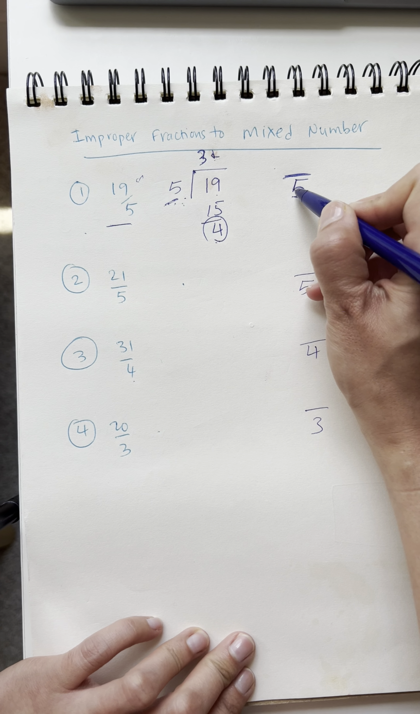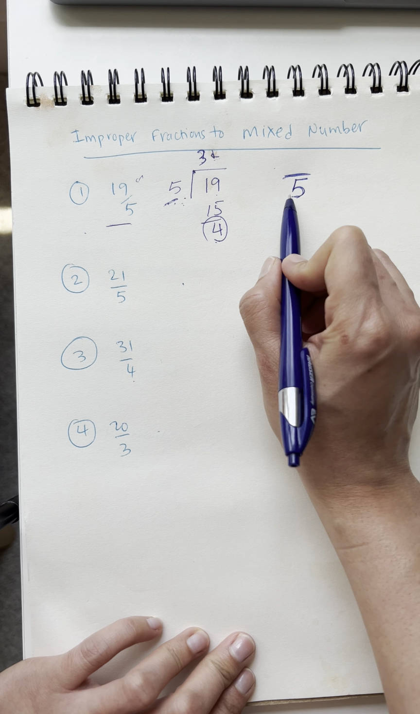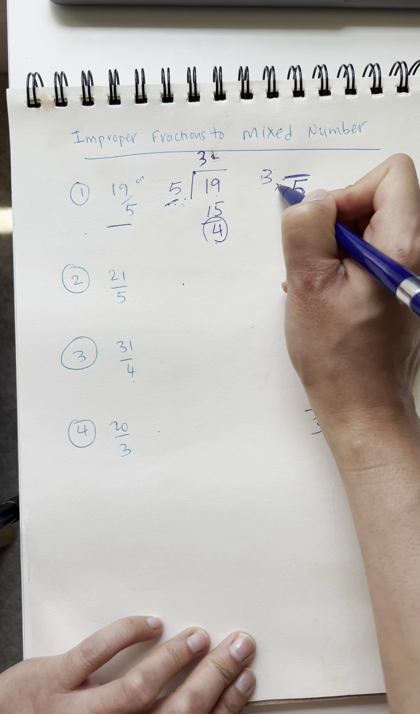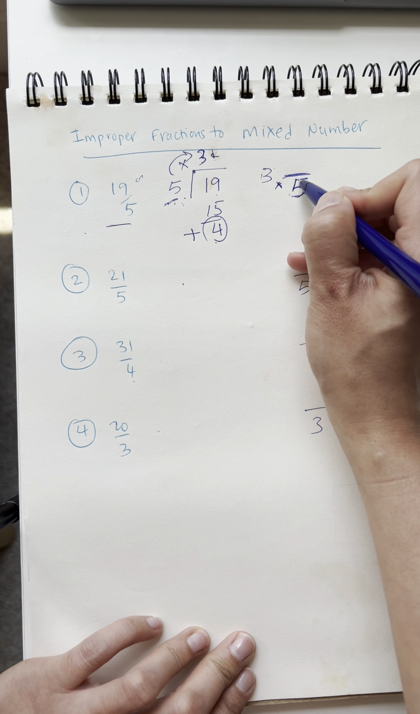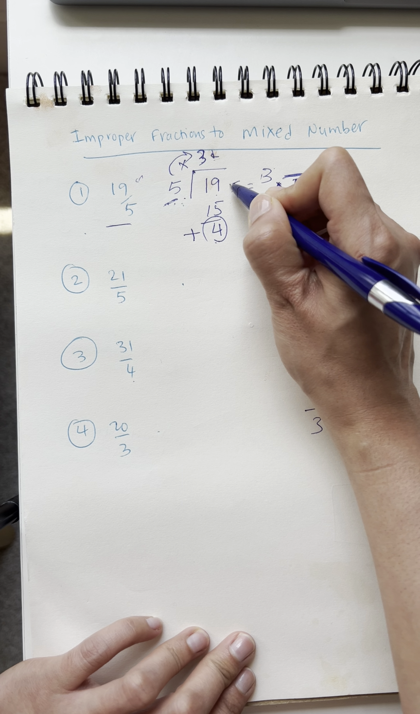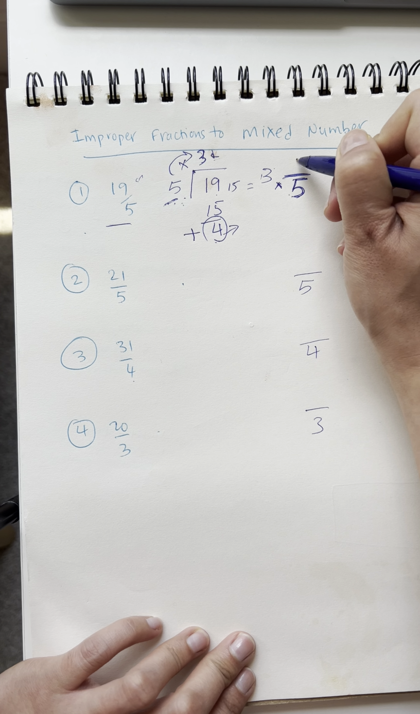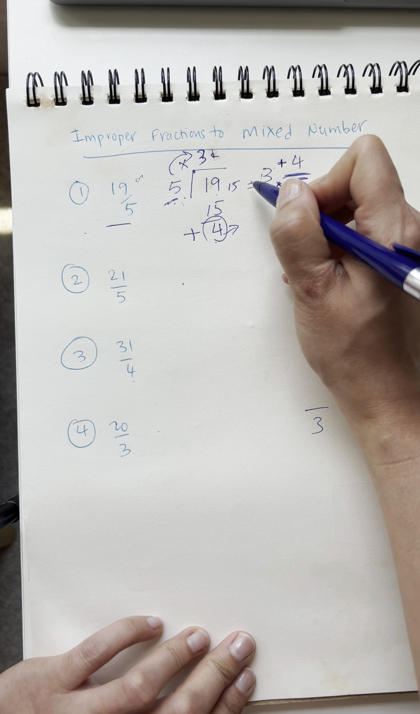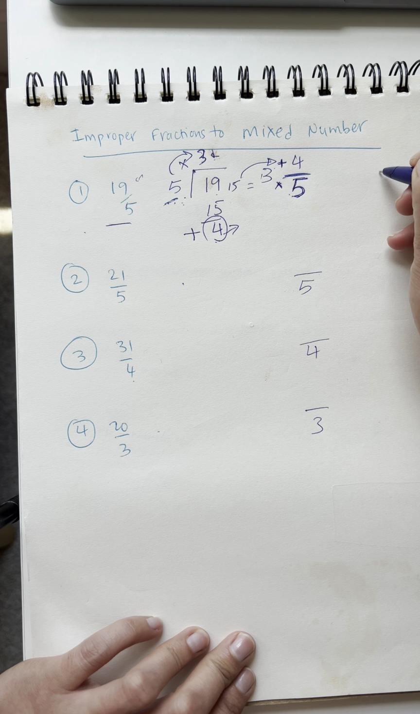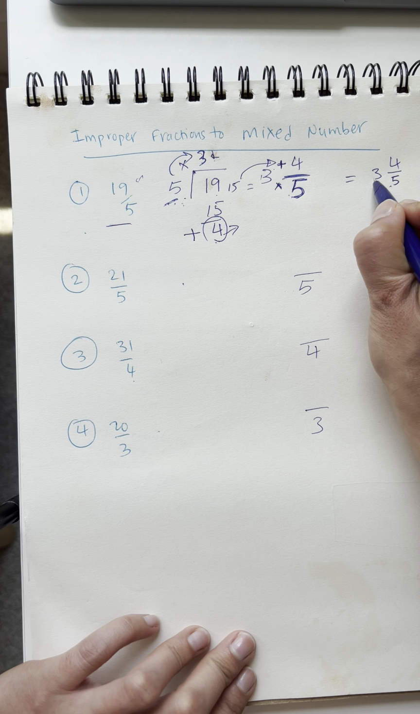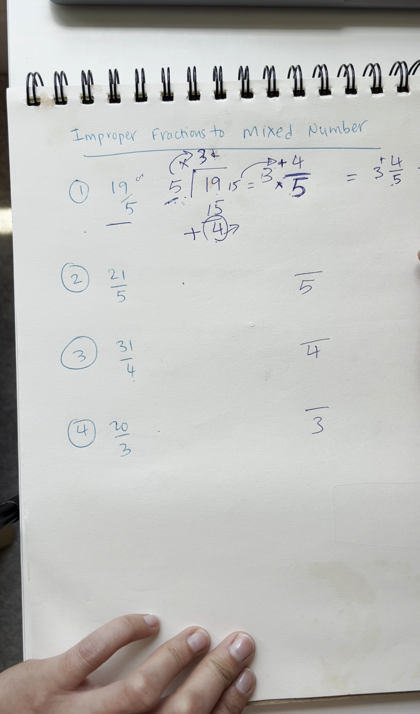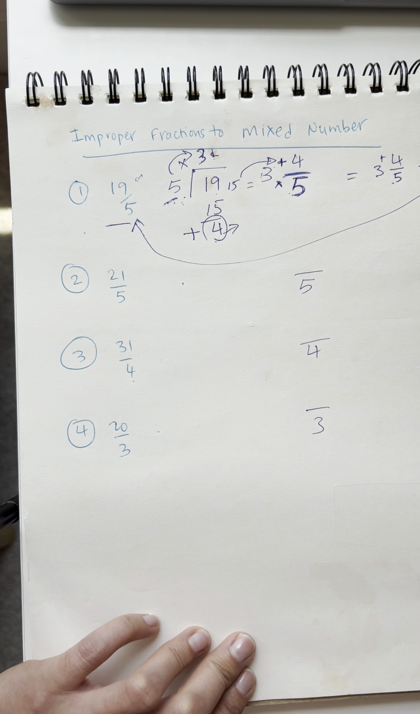So 5 will stay here, and then 5 3s are, you have to multiply these two, and this one will be plus. So 5 3s are 15, plus we have the remaining 4, which will be plus. So 15 plus 4. Okay, so the answer is 3 4 by 5. If you do this, 5 3s are 15 plus 4, which is 19 by 5. So we get what we had originally here.